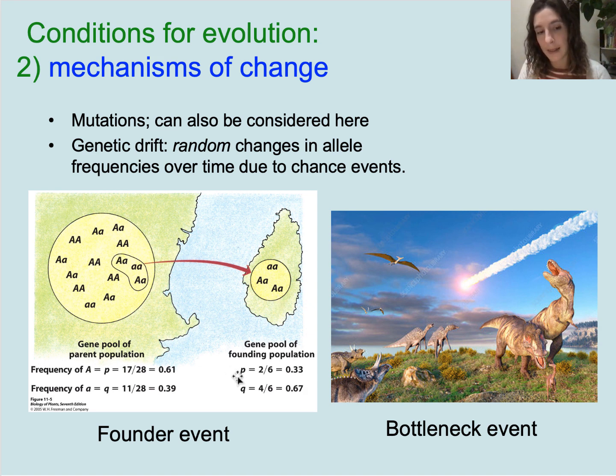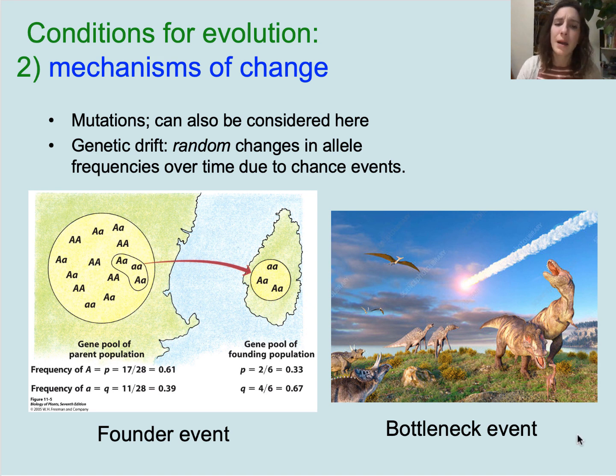Now the big A alleles are 33% of the alleles in this population, while the little a alleles are 67% of the alleles in this population. So imagine the individuals that are the progeny of this small founder population, there's going to be likely a higher proportion of little a alleles.